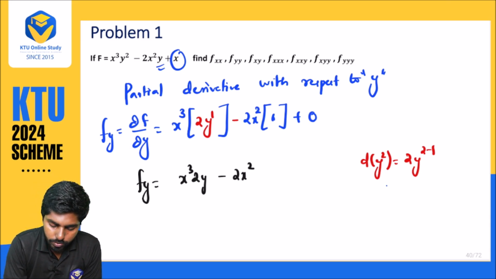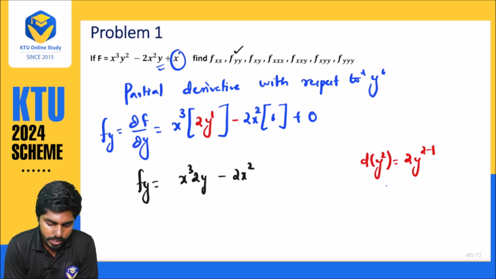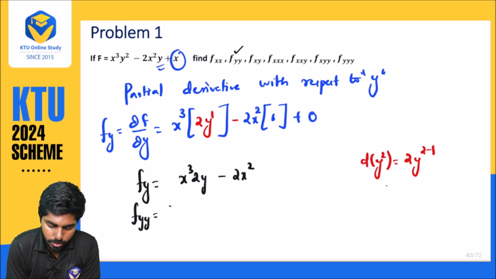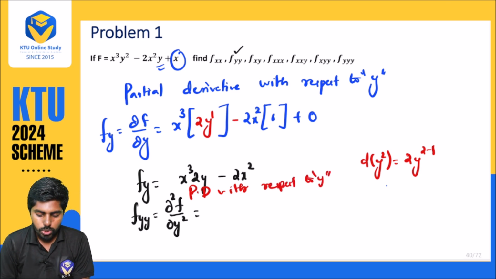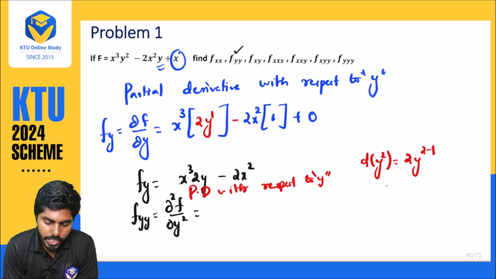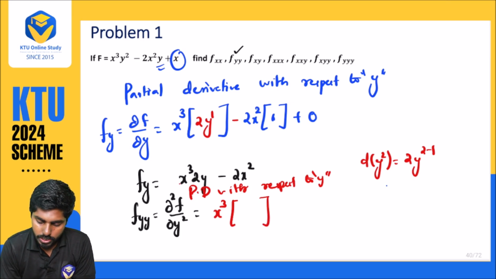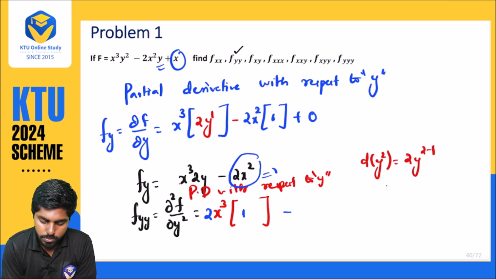Now what we want to identify? We want to identify f of y comma y. That is nothing but dou square f divided by dou y square. That means the partial derivative with respect to y we want to take. When we are taking with respect to y, here x cube is a constant, so x cube writing outside. Partial derivative of 2y is 2, y is 1. This is constant, so automatically this will become 0. So minus 0. So f of y comma y is 2x cube.